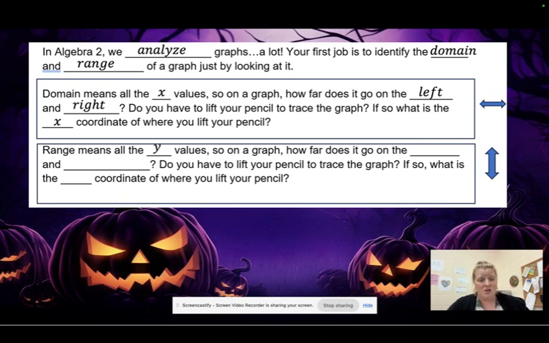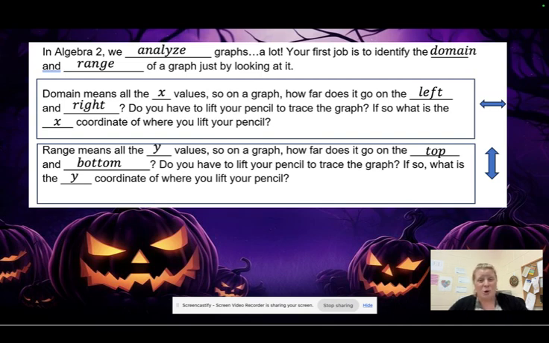When you're doing range, because range means y values, you want to train your eyes to go up and down, not sideways. So I'm interested in what is the very top point and what is the very bottom point. What's the highest point? What's the lowest point? Again, I don't care about all the stuff in the middle, just the extremes. And once again, did you have to lift your pencil? Because if you did, you have to tell me where that break occurred. But this time I want the y-coordinate of that location, not the x-coordinate.